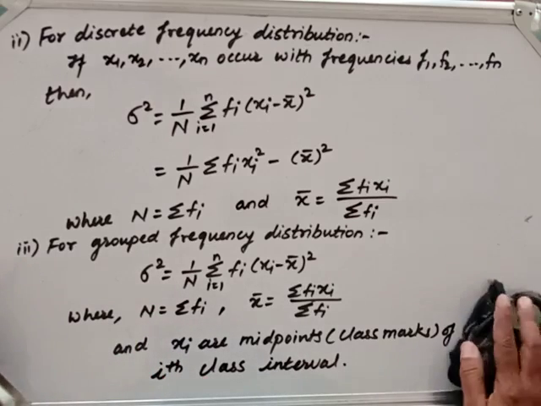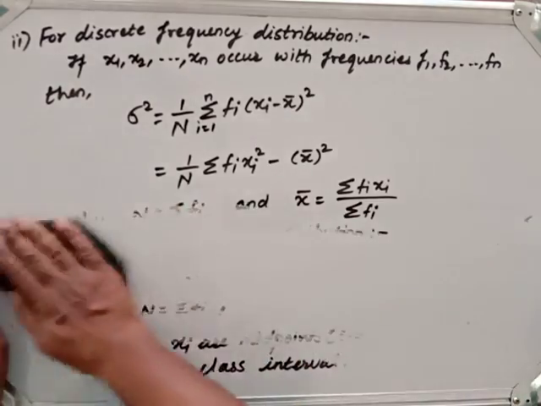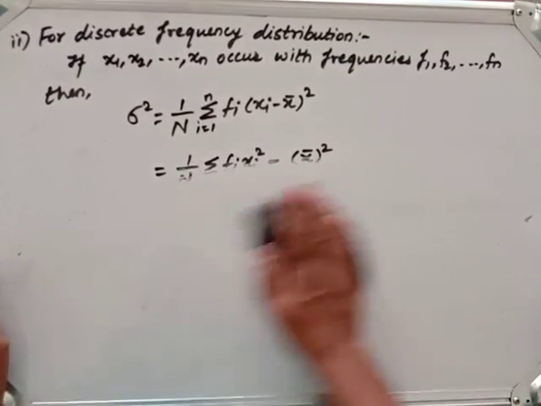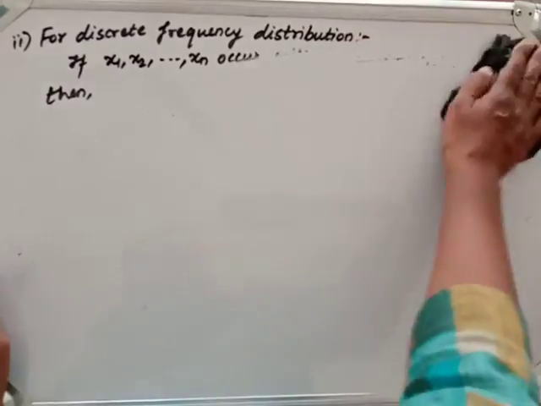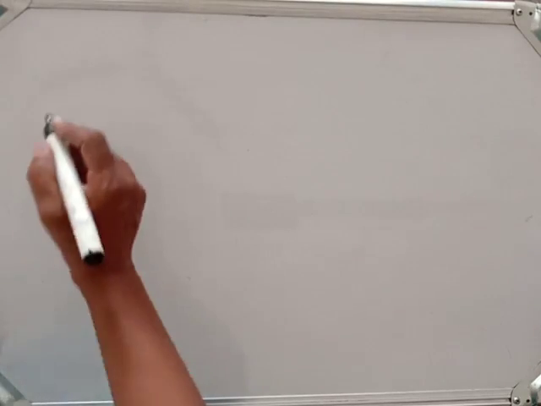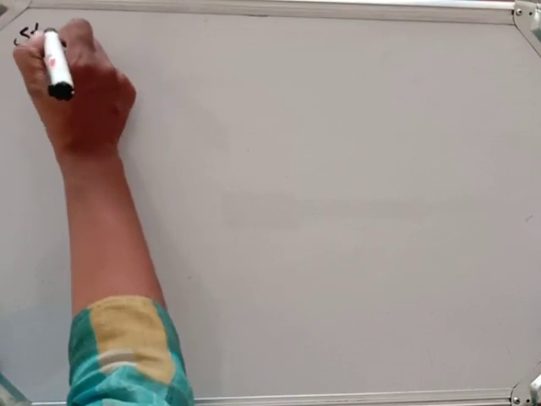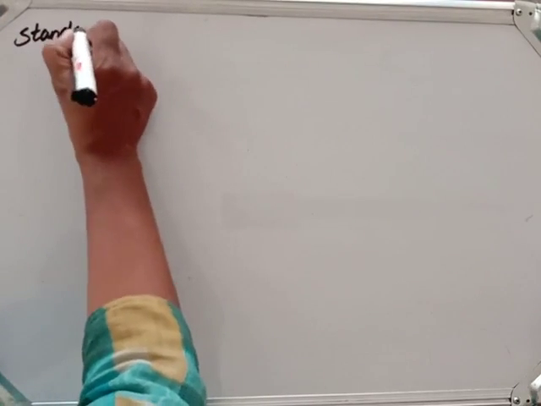Fine. Now let us see the standard deviation. The standard deviation is very easy. It is just the square root of the variance. Now let me write the standard deviation.